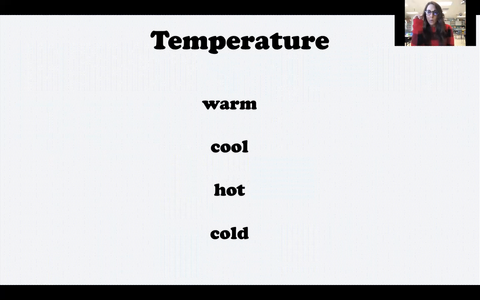I'll give you a second. Why is it important to know what the temperature is going to be? Ooh, this is a very important one.